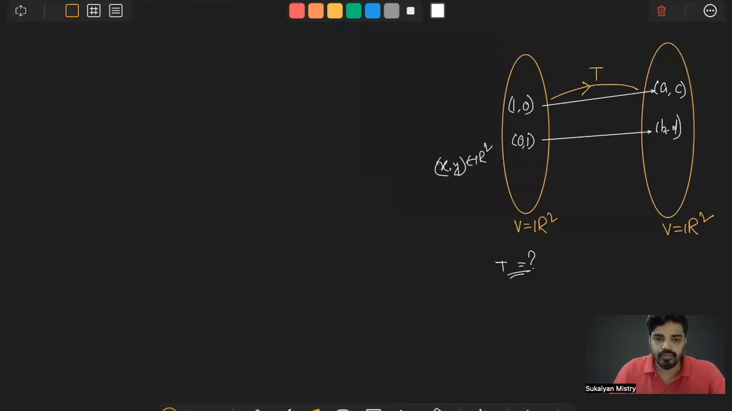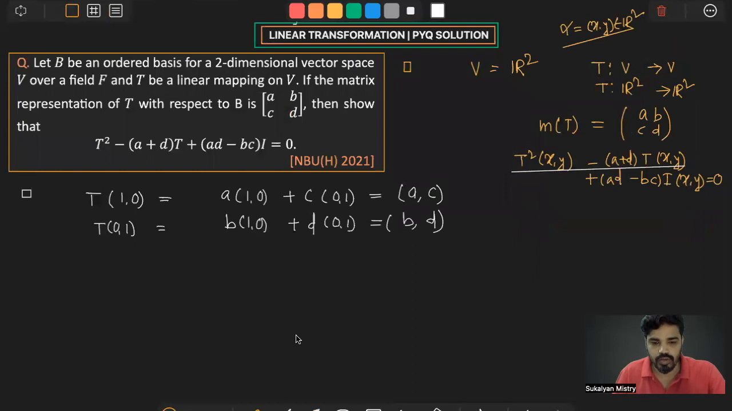Right? Okay. So now let x, y be an arbitrary vector of V. So let x, y belong to R2, that is here V.